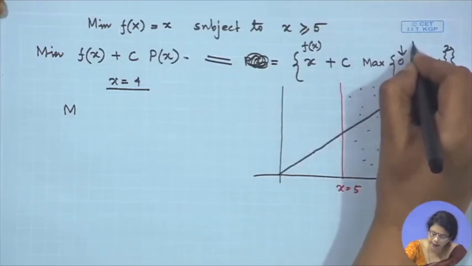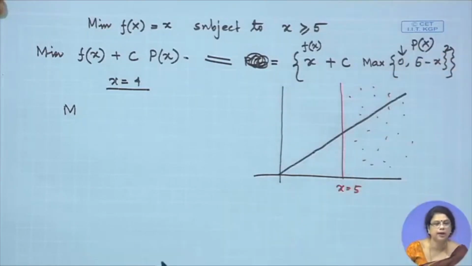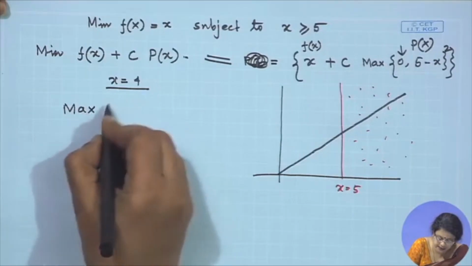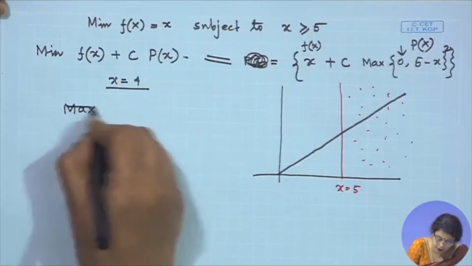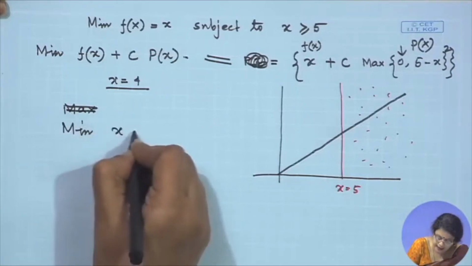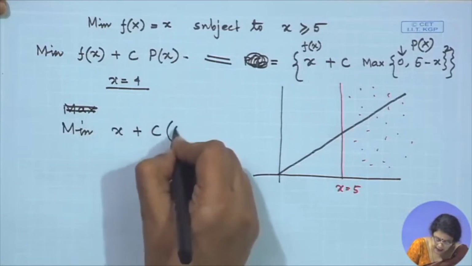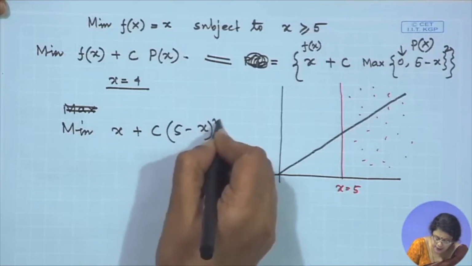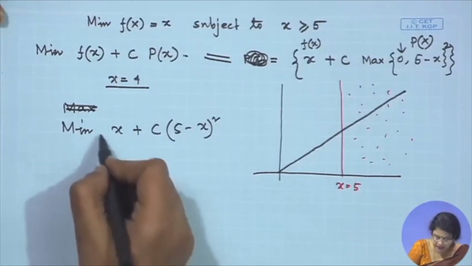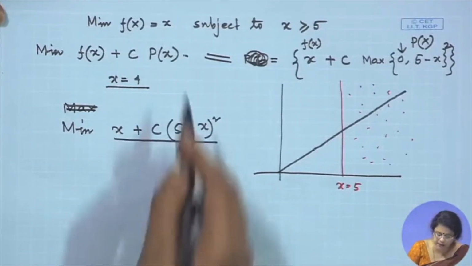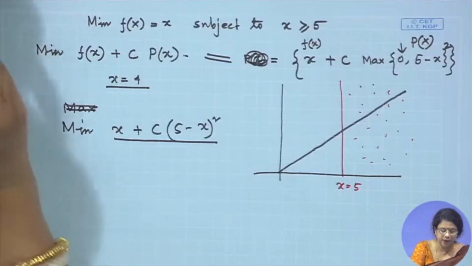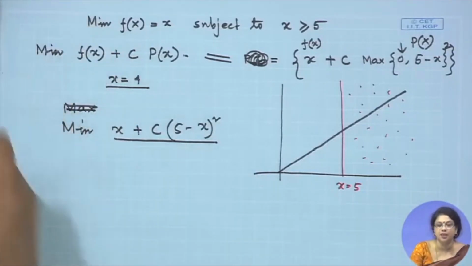This is only p(x). Clear? Now, if this is so, then the function is a minimization problem. This is the minimum of x plus c(5 minus x) square. Now, for different values of c, this is an unconstrained problem. Previously, the objective function was a linear objective function, but here the objective function is non-linear.